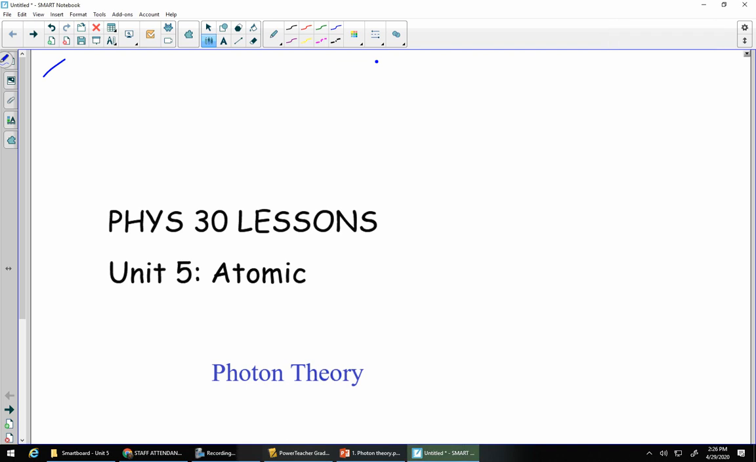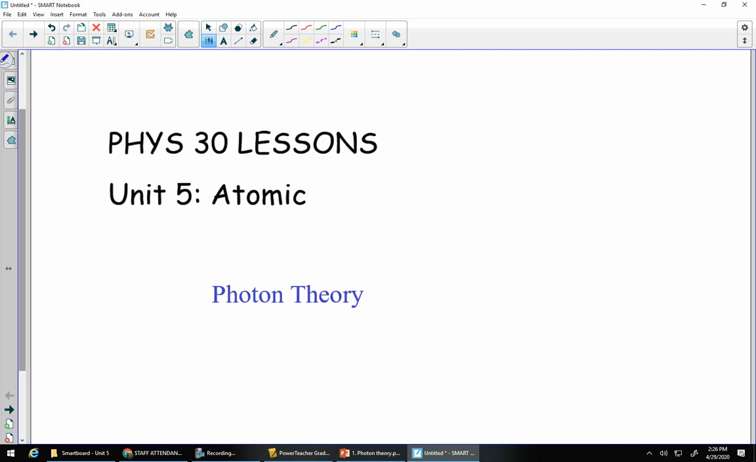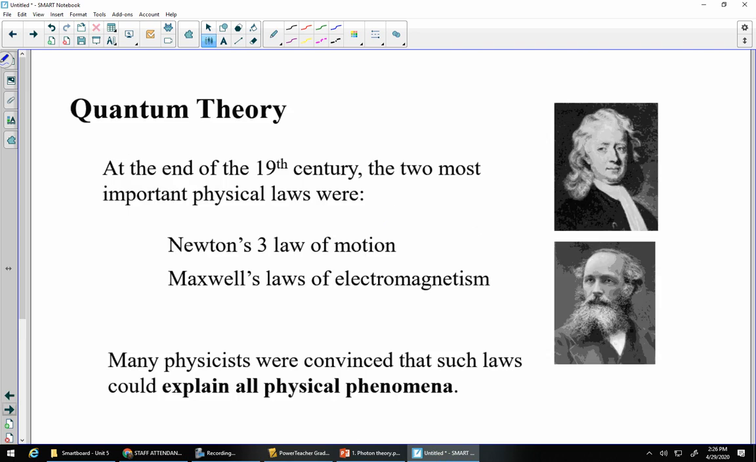Hello, Physics 30s. Today we are going to talk about our first lesson in Unit 5, the atomic physics unit. We are talking about photon theory, which is all about light still, which is pretty wild. We're talking about atoms, but we're talking about light. This is a really cool unit. I'm really excited to teach it to you here. So hang on to your seats.